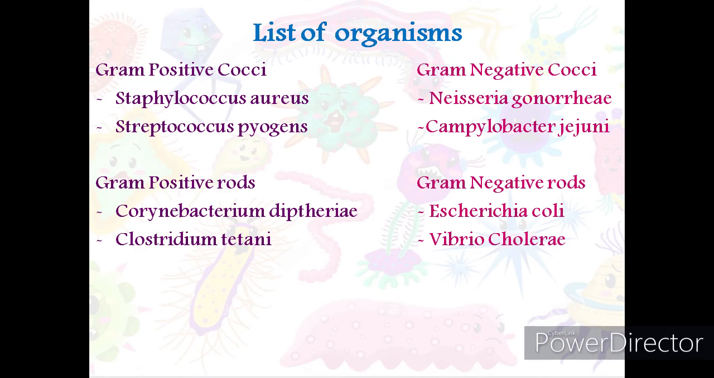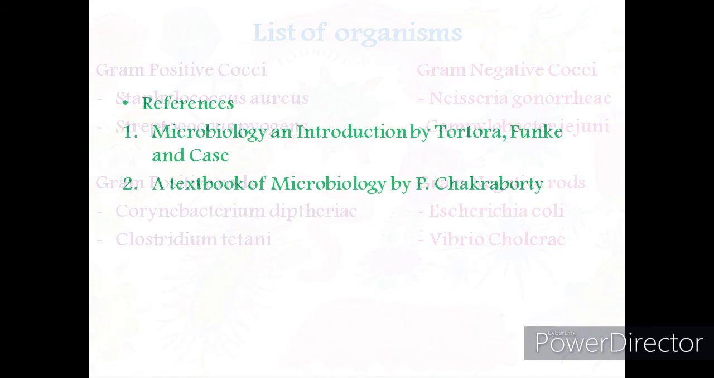So this was all about the gram staining technique, and here is a list of some gram positive cocci, gram negative cocci, gram positive rods and gram negative rods. In many cases we can get a false result, like a gram positive organism can appear gram negative if the smear is made from aged culture, and if there is over-treatment with decolorizer, the cell wall of gram positive organisms will rupture, taking up the counterstain. Hence we need to take care of these things.